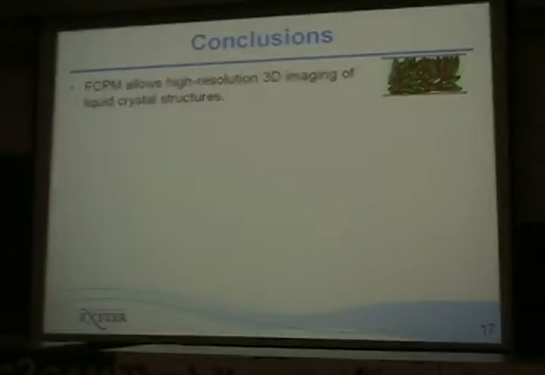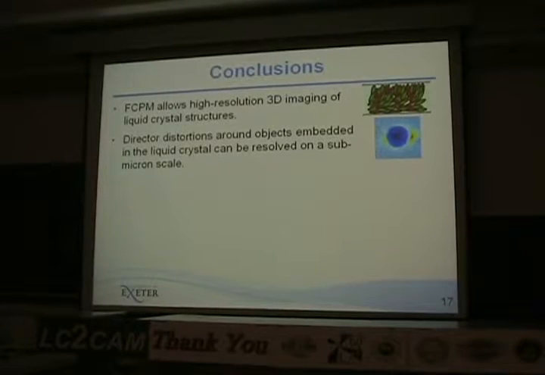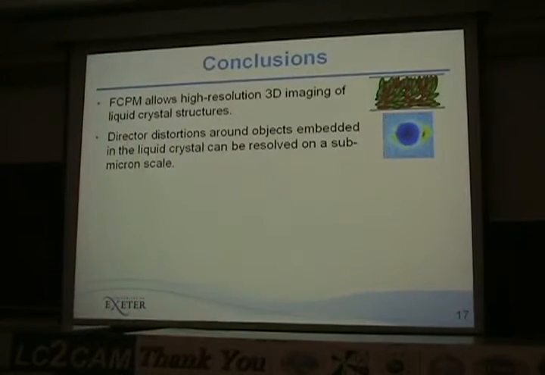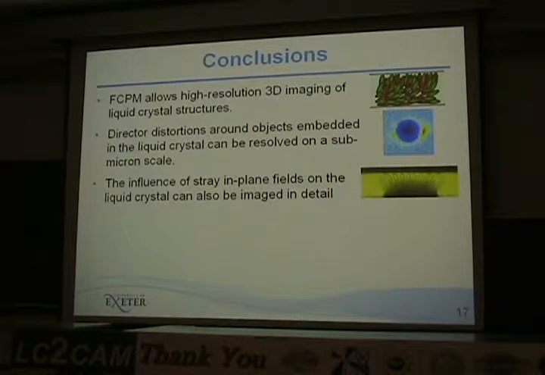So finally, just my conclusions. I've shown you today that we can use fluorescent confocal polarizing microscopy to get high-resolution 3D imaging of liquid crystal structures. In particular, we can see direct distortions around objects that have been embedded in the liquid crystal, and we can resolve these on a sub-micron scale.